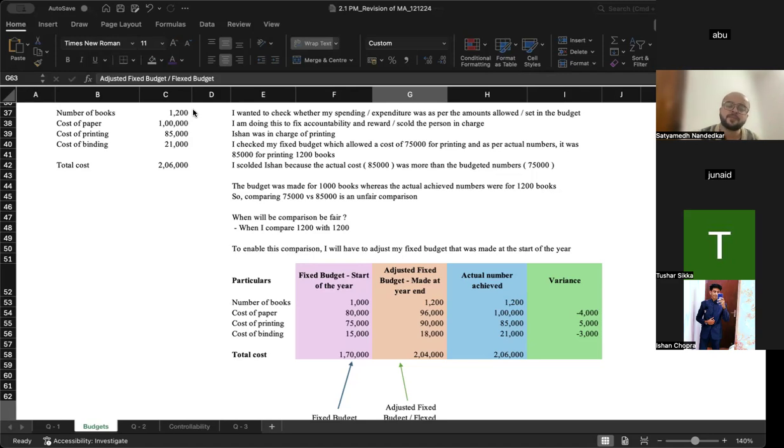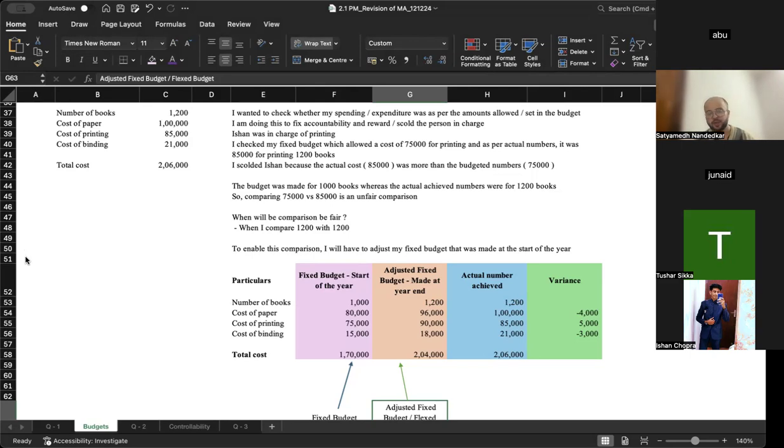Yes, Abu, tell me. So in this comparison, actually, on the total, there is a negative variance. So is it acceptable, or how can we judge the acceptability of the budget versus actuals?